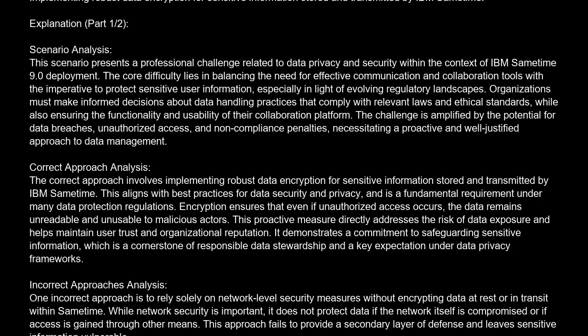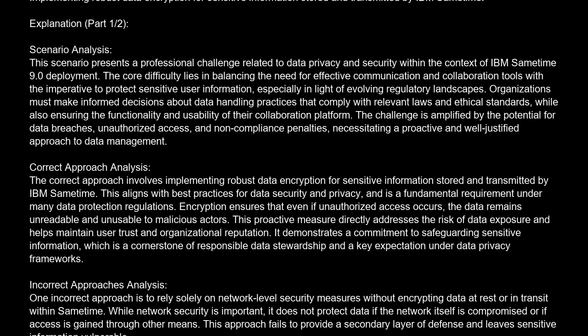It demonstrates a commitment to safeguarding sensitive information, which is a cornerstone of responsible data stewardship and a key expectation under data privacy frameworks. Incorrect approaches analysis. One incorrect approach is to rely solely on network-level security measures without encrypting data at rest or in transit within Sametime. While network security is important, it does not protect data if the network itself is compromised or if access is gained through other means. This approach fails to provide a secondary layer of defense and leaves sensitive information vulnerable.